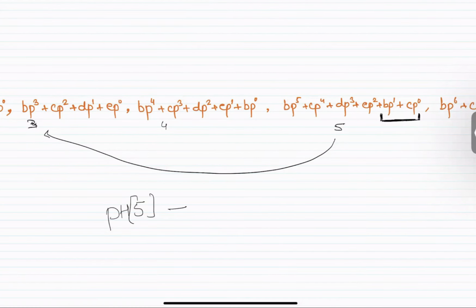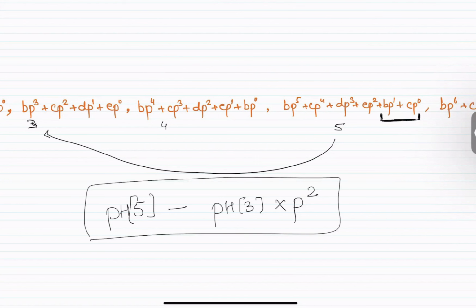From PH of 5, I'm claiming that if we subtract PH of 3 into P square, then we will get what we want. Do you guys agree with me? From PH of 5, you subtract PH of 3 into P square. That means you take this value and multiply every number with P square. Then what you get is the desired hash. Are we in agreement here? Rather than direct subtraction, if we do this, that will be better.